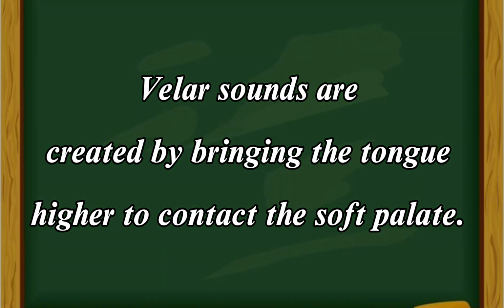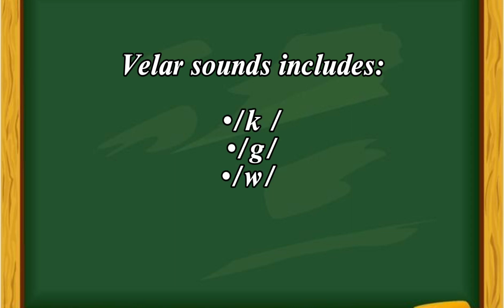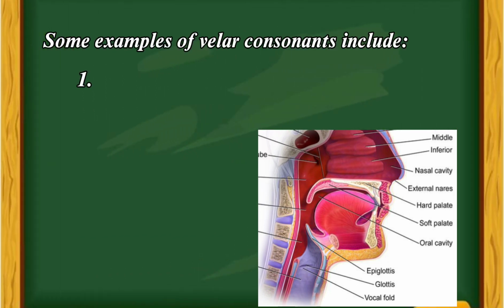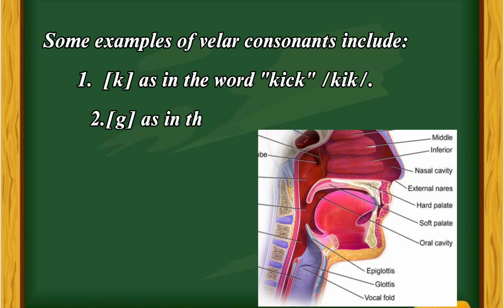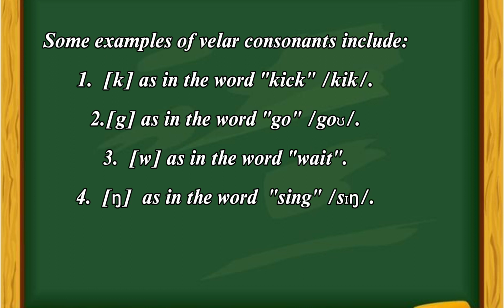Velar sounds include k, g, w, n. Here are some examples of velar consonants: k, as in the word kick; g, as in the word go; w, as in the word wait; and the last one is n, as in the word sing.